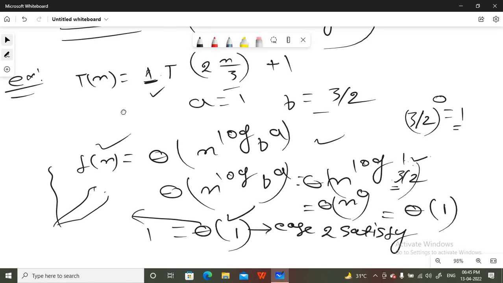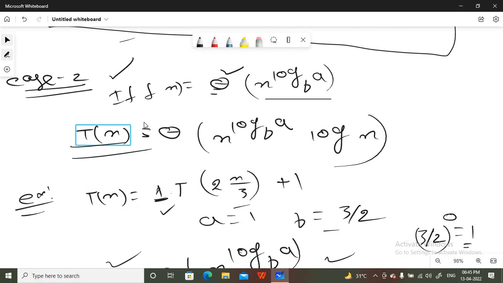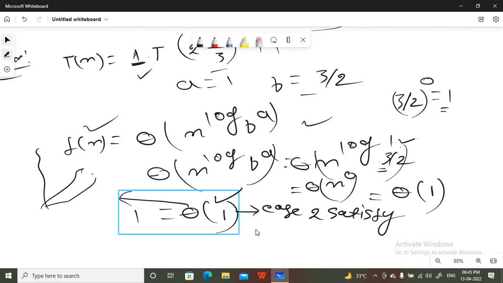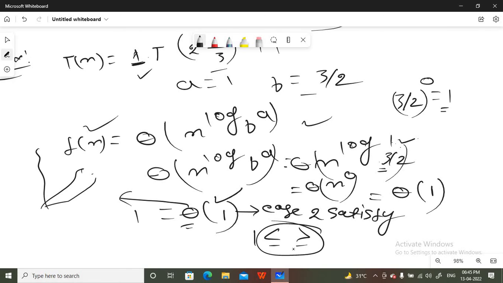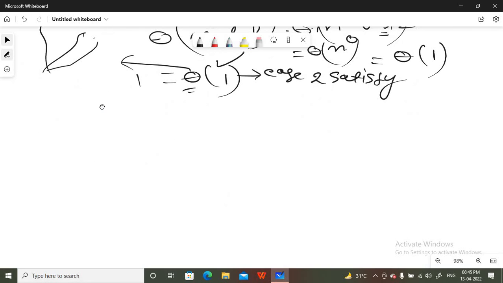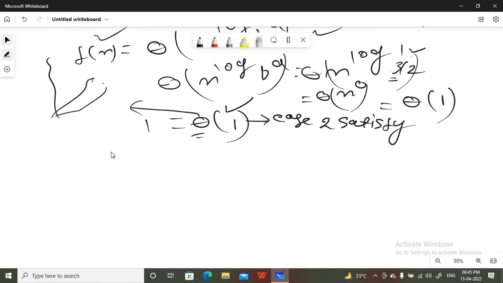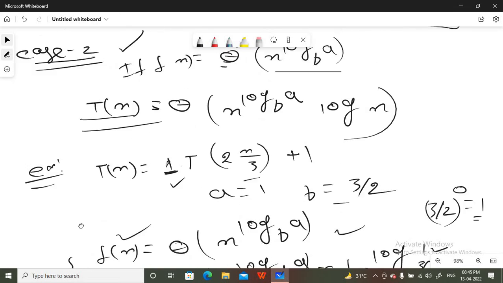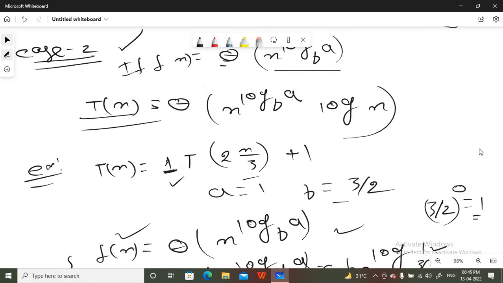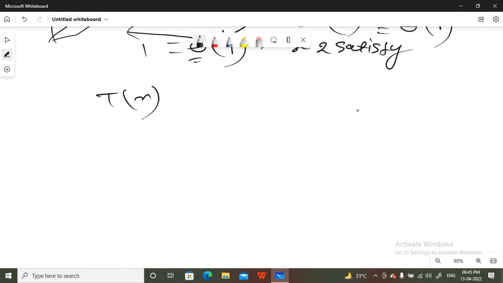How is it satisfying? Because case 2 says that if f of n equals theta of n to the power log base b of a, then yes, obviously it is, because 1 equals theta of 1. In the case of theta, it can be less than or equal to, or greater than or equal to; anything can happen. So it is applying perfectly, no problem. Now calculate the time complexity. What will be the time complexity in this case? The time complexity will be theta of n to the power log base b of a times log n. So T of n equals what will be?